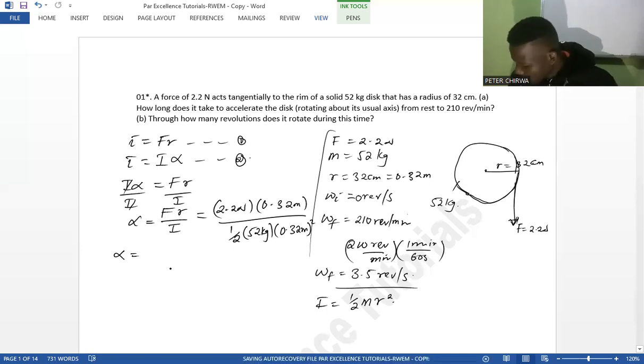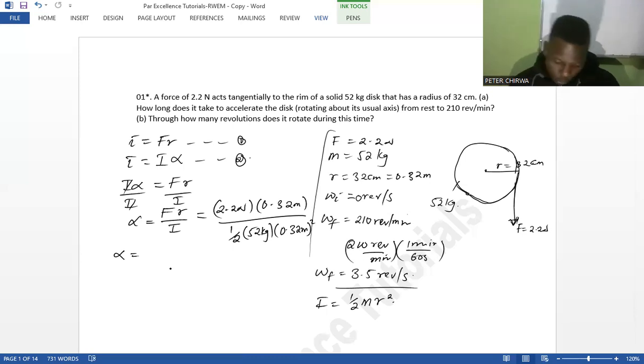So our angular acceleration, if you punch here, you are going to get 0.2644 rad per, so we have the Newton there, so it's going to be rad per square second. All right, so maybe you are confused there, but how has it come up with the SI units and all that?